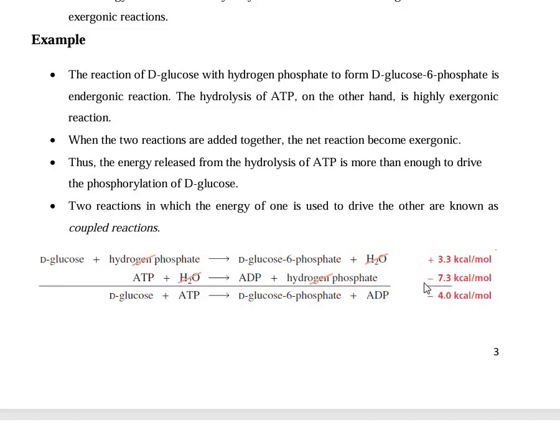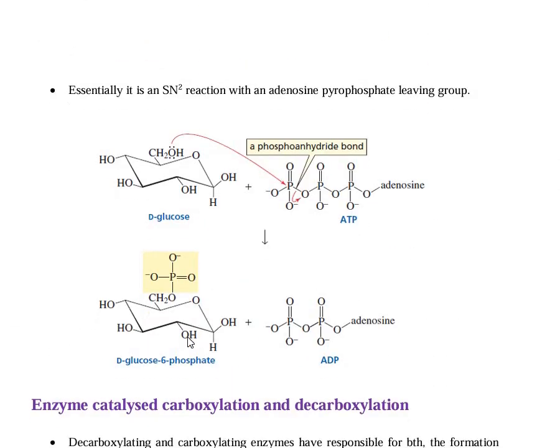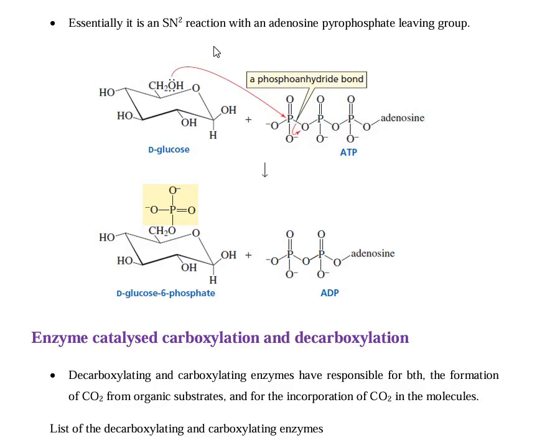So what will happen here? ATP is doing another job and the reaction occurs. Now you can see D-glucose converted into D-glucose 6-phosphate, and at the same time ATP is converted into ADP. So this is the coupled reaction. Essentially it is an SN2 reaction with an adenosine pyrophosphate leaving group. You can see D-glucose and D-glucose 6-phosphate. So you have the phosphoanhydride bond, adenosine, ATP, and then you have the ADP and D-glucose 6-phosphate.